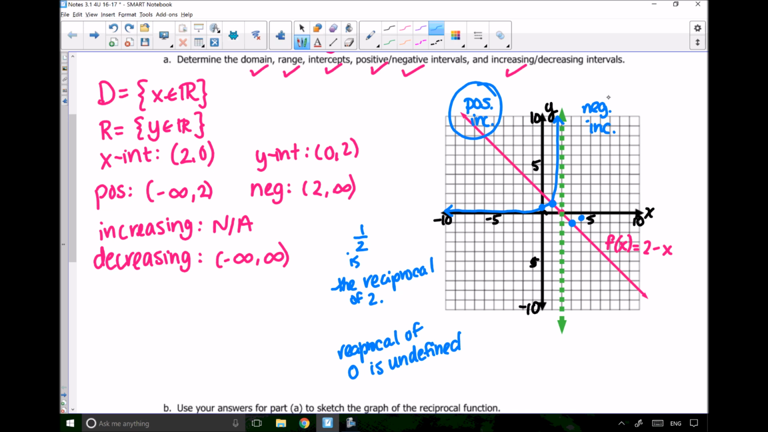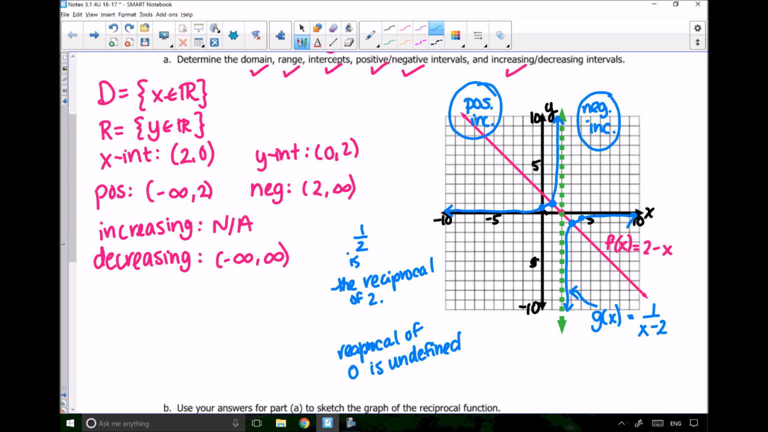Okay, now on the other side, I know it's negative and increasing, so I know it's going to be below the x-axis, and it's also going to be going up. So therefore, my graph has to look like this. So then this right here is going to be my reciprocal function, g(x) = 1/(x - 2). Okay? So that's how the reciprocal function and the original function are related to each other.